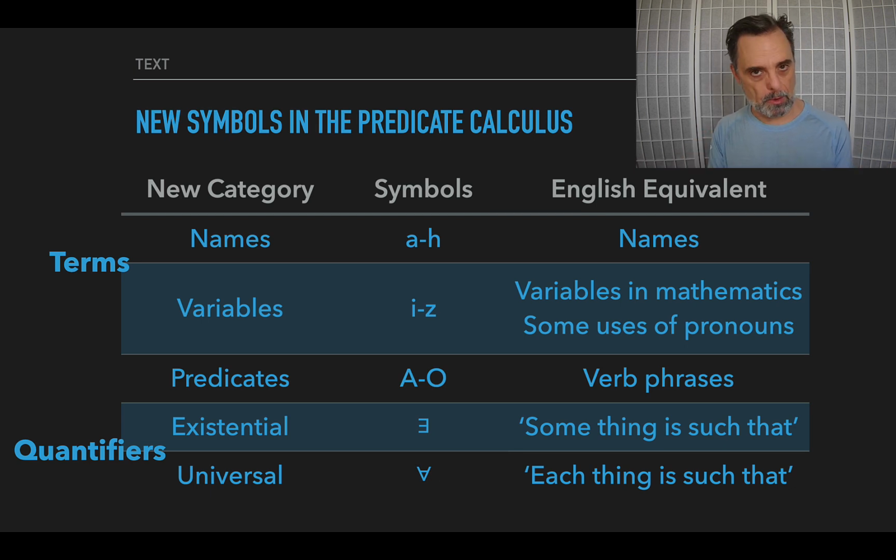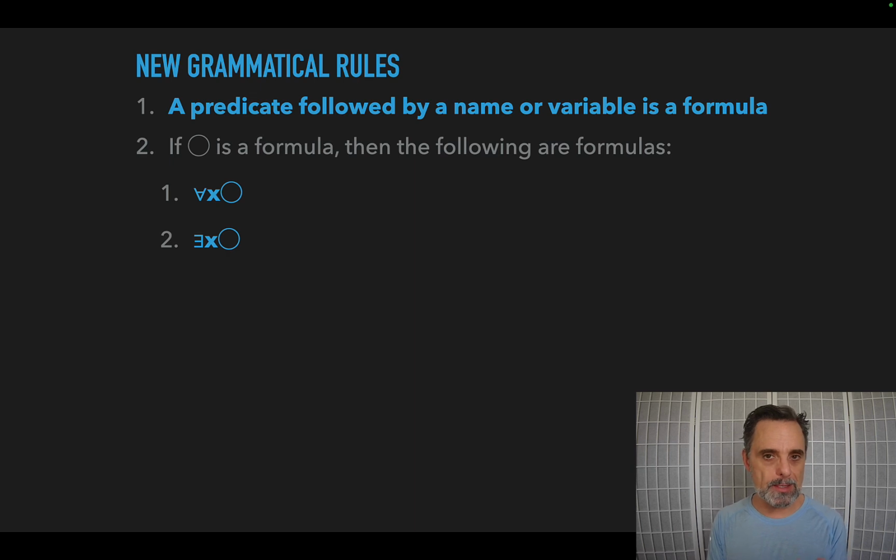Okay, so those are the new building blocks. How do we build sentences with them? Well, actually, we're going to talk about things called formulas instead of sentences, for reasons that we're not going to learn about right now. So we have 2.5 new grammatical rules. If you have a predicate letter, so big A through big O, and then you put a name or a variable, so any little letter, then you have a formula, like a sentence. Or if you have a formula, you can take either quantifier and a variable, so little i through little z, and put them all in a row. So you have the quantifier symbol, a variable, little i through little z, and then your old formula.